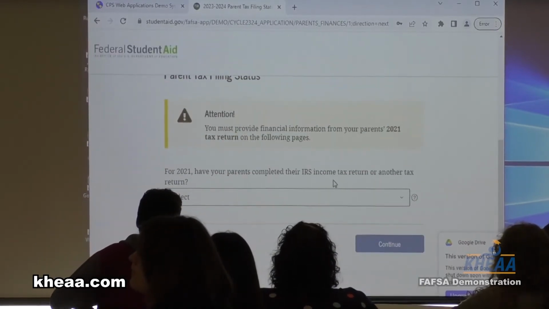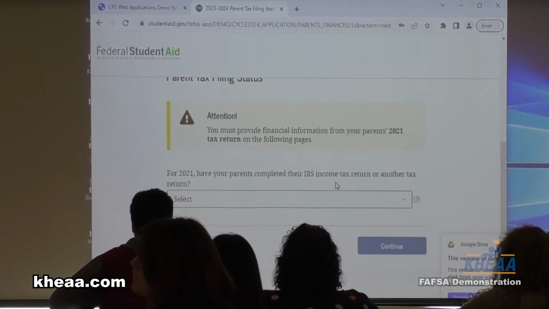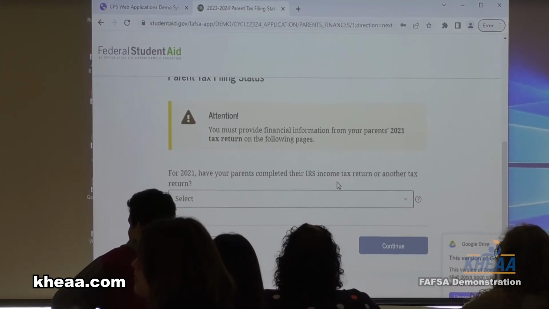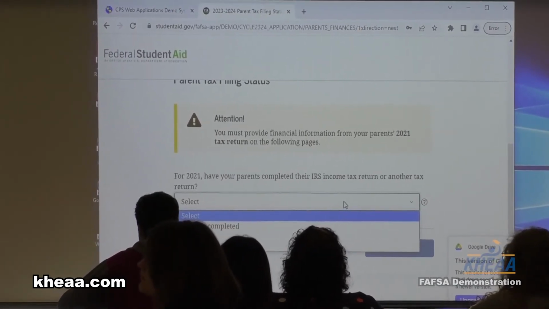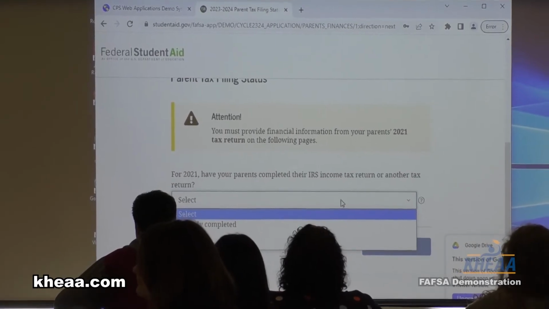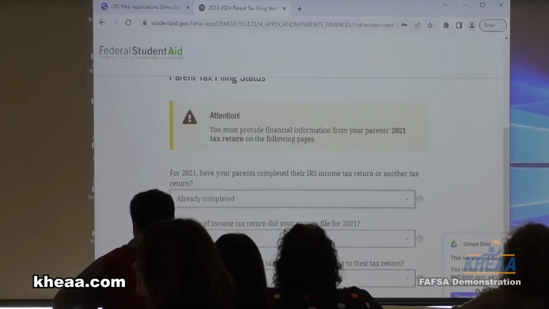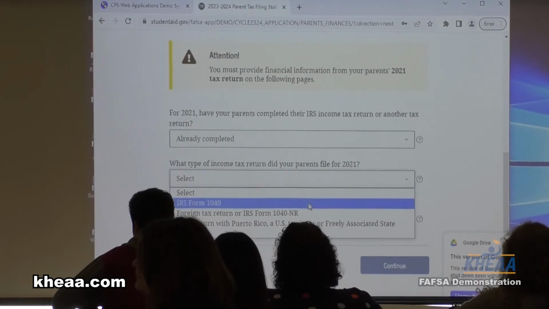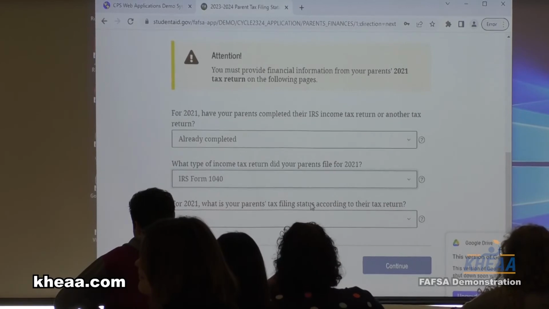So on this next question, it will ask for 2021, because 2021 is the year we're using the tax forms for. We're not using 2020, we're not using 2022, we're using 2021. Will your parents file their taxes? Most of your parents probably have, so you'll put already completed. And then 99.99% of the time it's going to be an IRS 1040. Okay.